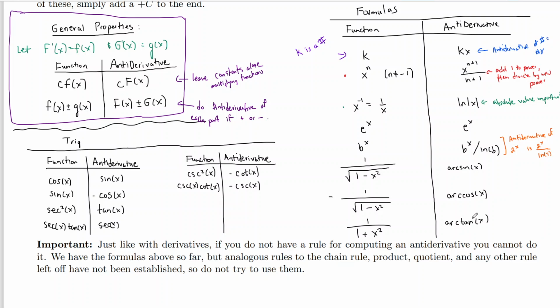And then arctan was different. The derivative of arctan was 1 over 1 plus x squared. So there's not a substitute for that one. You have to know that one as well.